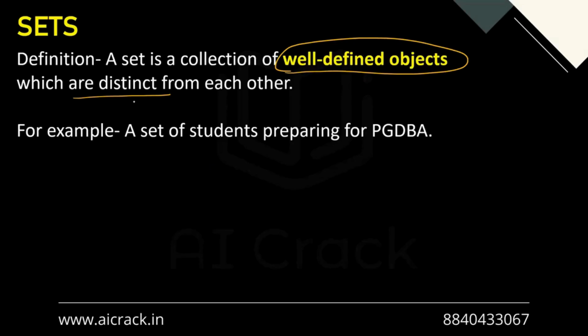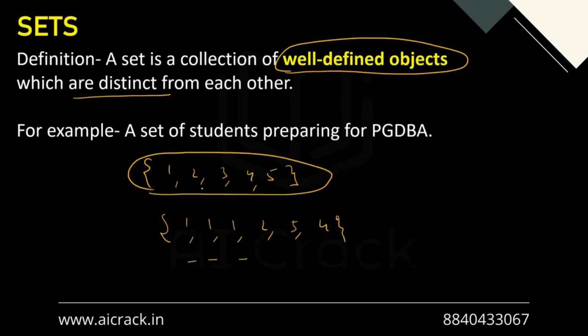So, let's say we have 1 2 3 4 5. You cannot have a set like 1 1 1 2 3 and 4 and so on. You cannot have a set like this because these three elements are identical. So basically it should be like this: all elements should be different, or in other words you can say elements cannot repeat. One cannot repeat, two cannot repeat, three cannot repeat, and so on, right?